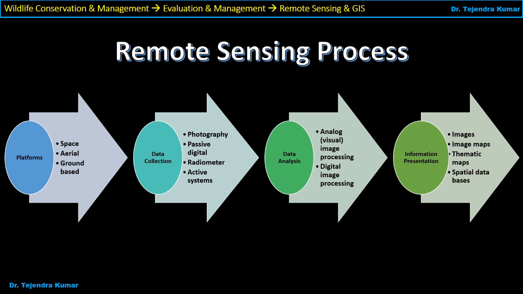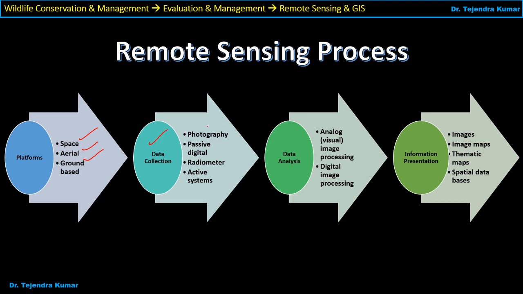Now the remote sensing process. In the remote sensing process, there are some parts or segments being used. One is the platform. There are three types of platforms: one is space based, second is aerial, third is ground based. All these things will be explained in the next slides. Next, data collection.